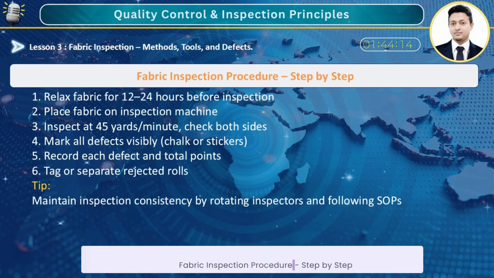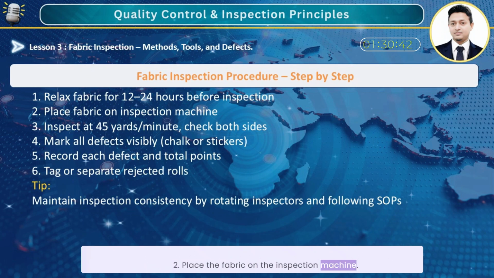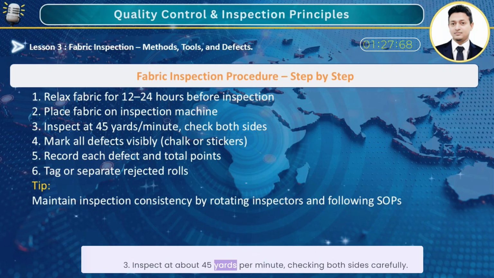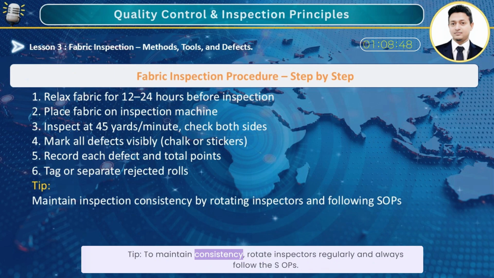Fabric inspection procedure, step by step. Here's the step-by-step inspection procedure. 1. First, relax the fabric for 12 to 24 hours before inspection. 2. Place the fabric on the inspection machine. 3. Inspect at about 45 yards per minute, checking both sides carefully. 4. Mark all defects visibly using chalk or stickers. 5. Record each defect and calculate total points. 6. Finally, tag or separate the rejected rolls. Tip: to maintain consistency, rotate inspectors regularly and always follow the SOPs.